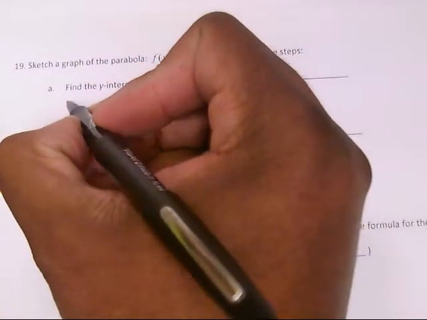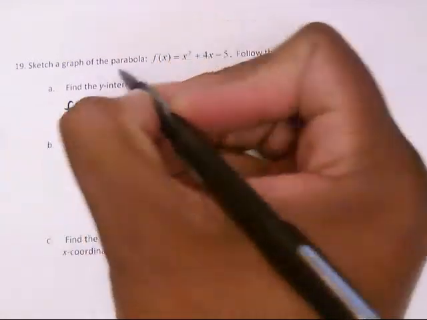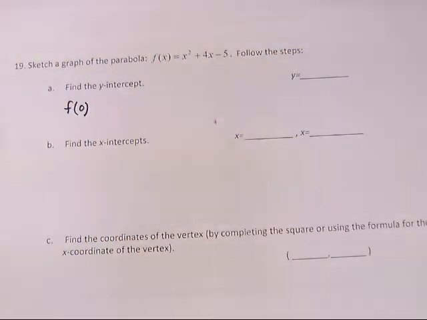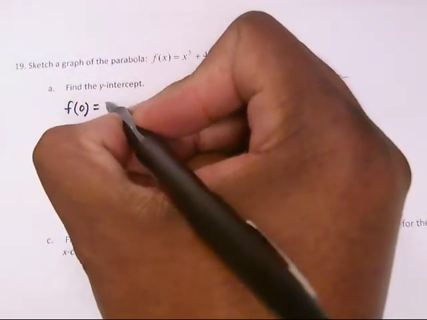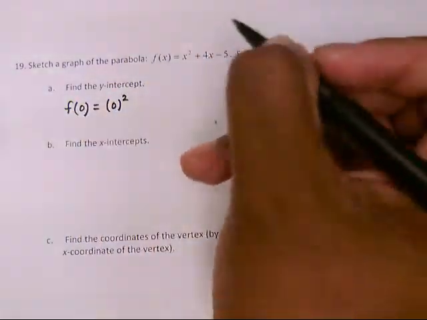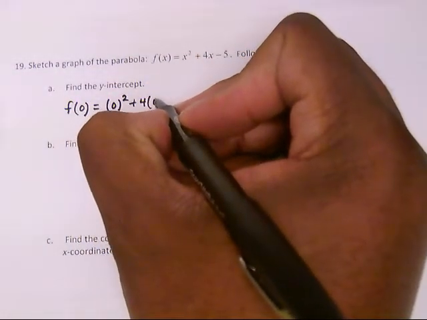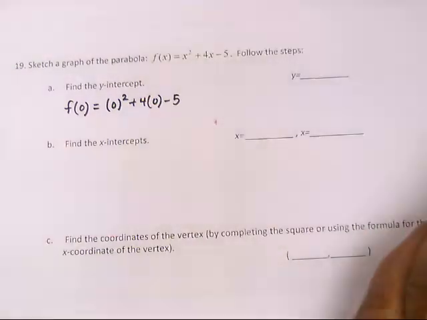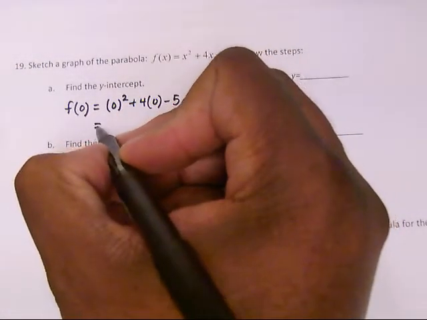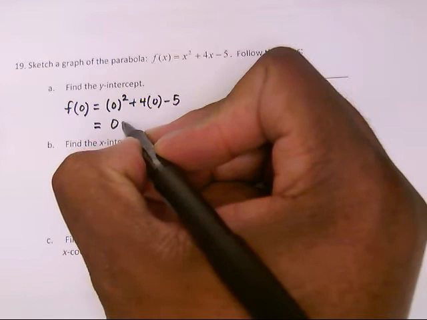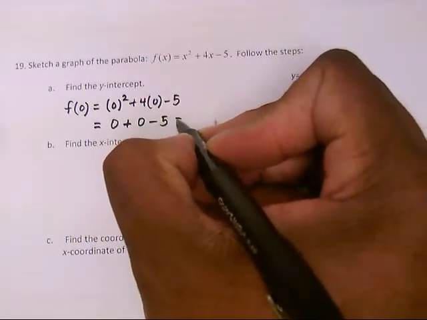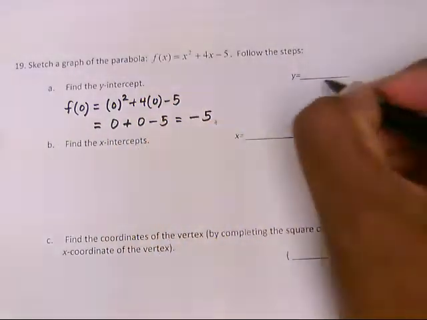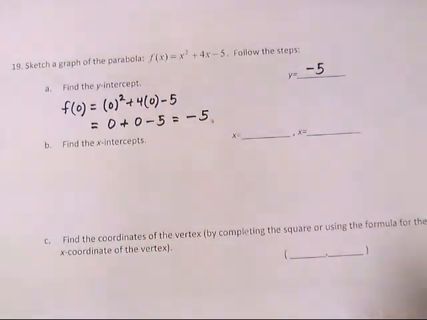Now to find the y-intercept, you always let x equal 0. In other words, we're going to substitute each x in this function with 0. So here, f of 0 will be 0 squared plus 4 times 0 minus 5. 0 squared is 0 plus 4 times 0 is 0 minus 5. And that's going to end up being negative 5. So f of 0 will be negative 5.